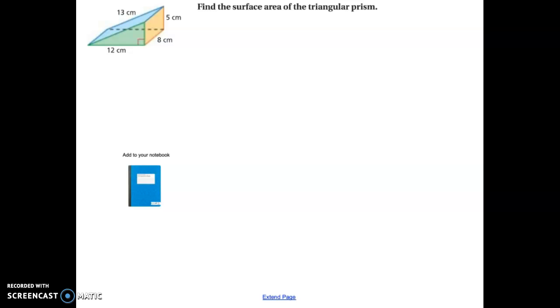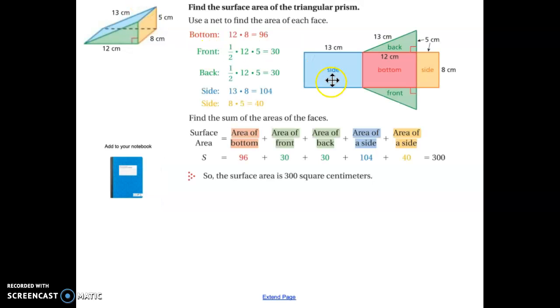All right, now triangles are a little different. Surface area of the triangular prism. So go ahead and draw that net. Open that all up, and then let's see what we get. Write this in your notebook, please. So when we open that up, this is what it's going to look like. Okay, we've got two triangles, and then we've got a bottom, and we've got the sides and the side.